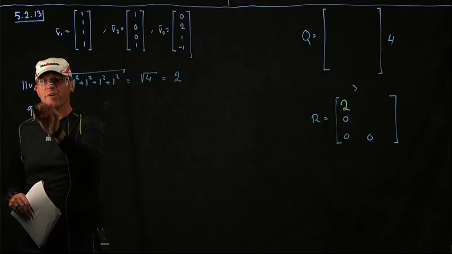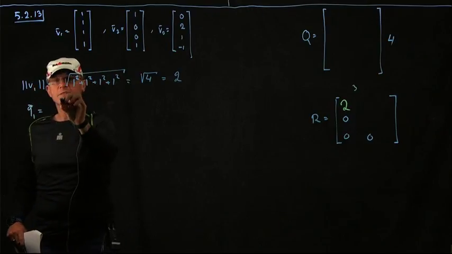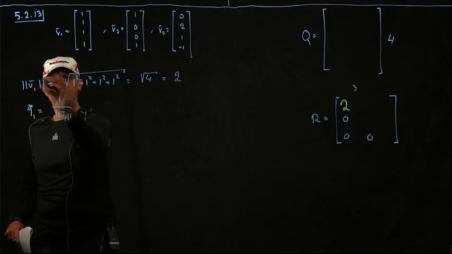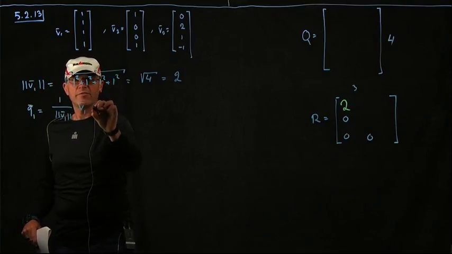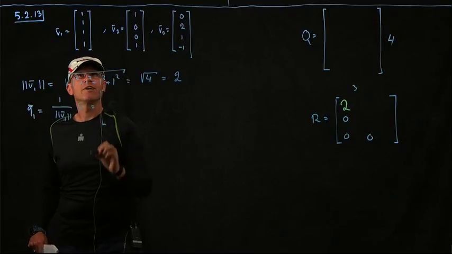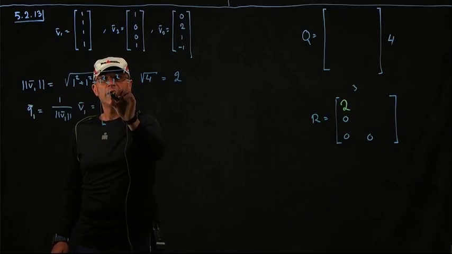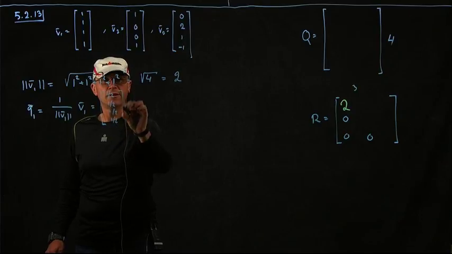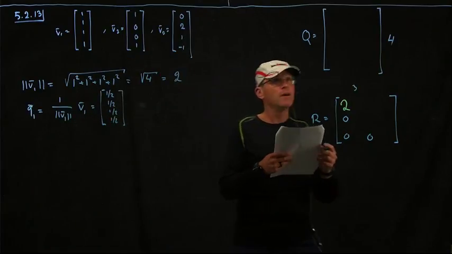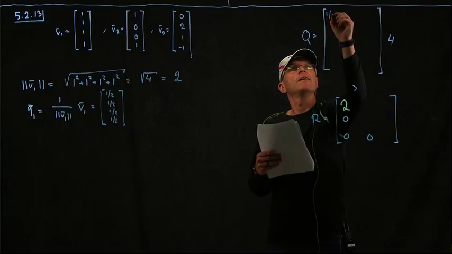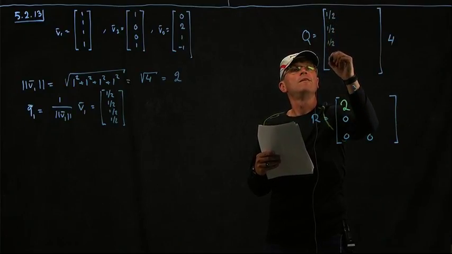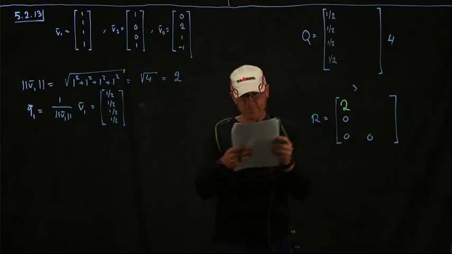And our first Q vector is just 1 over the length of V1 times the vector V1. So we're just dividing each element by 2. So far, so good. And let's just enter that here.